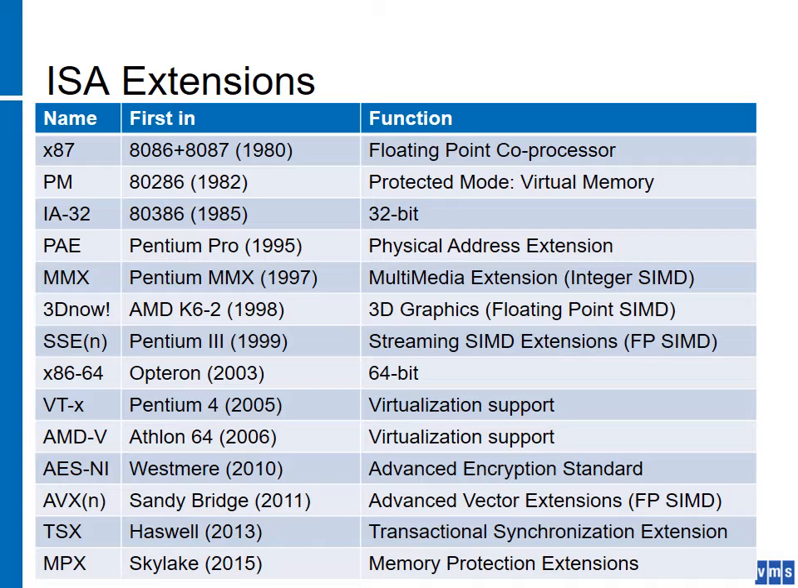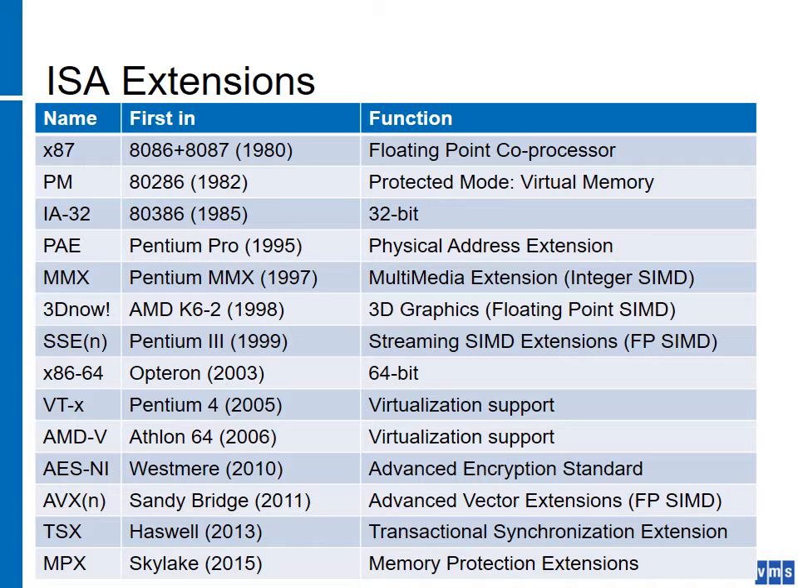In 1995, the Pentium Pro added physical address extension, which made it possible to address more than 4 gigabytes of physical memory from the CPU. And in 1997, Intel added MMX to the Pentium MMX model. This is a set of instructions that uses the floating point registers to do single instruction, multiple data instructions for integer operations. So these are used for multimedia.